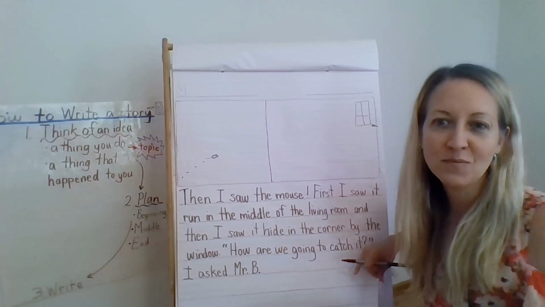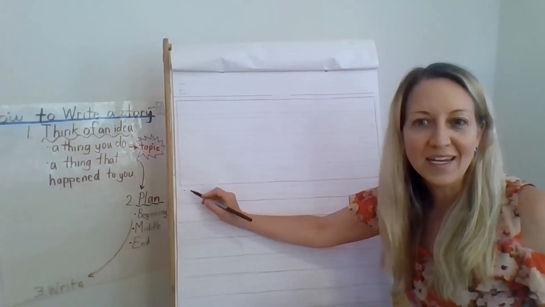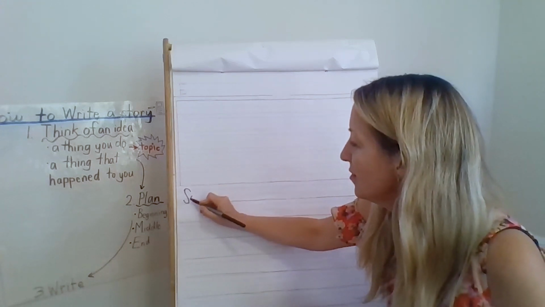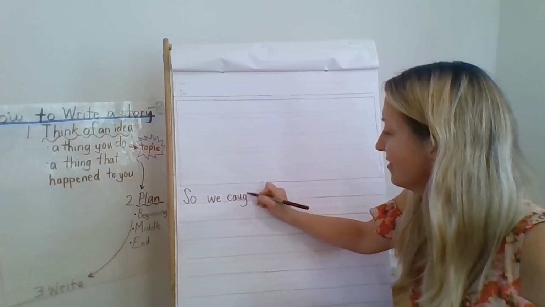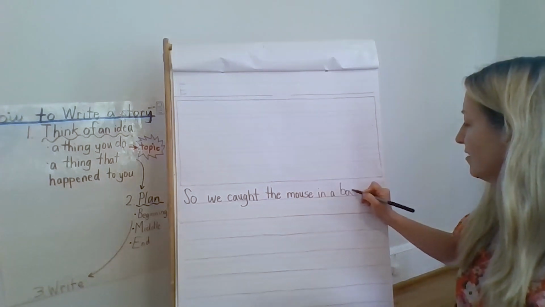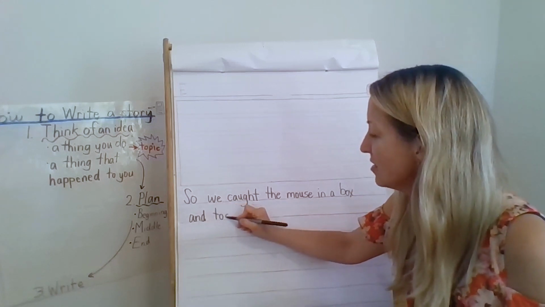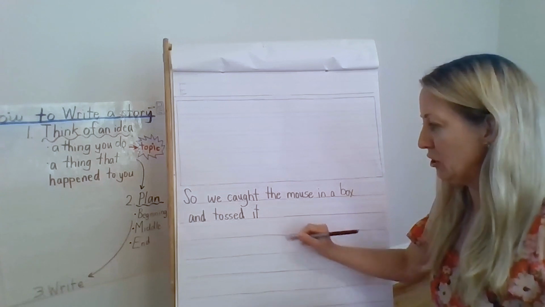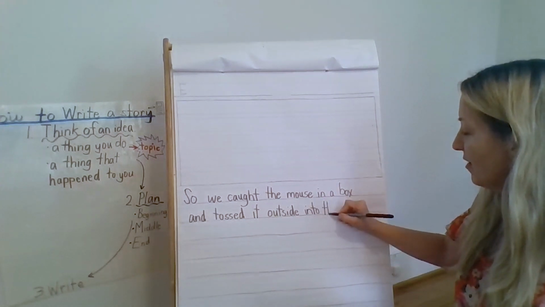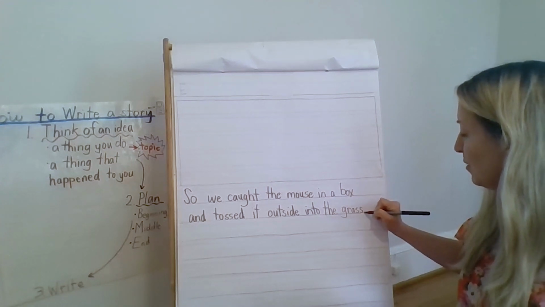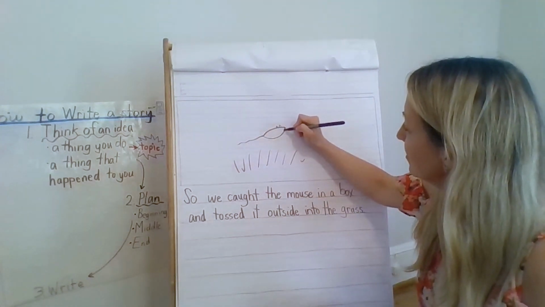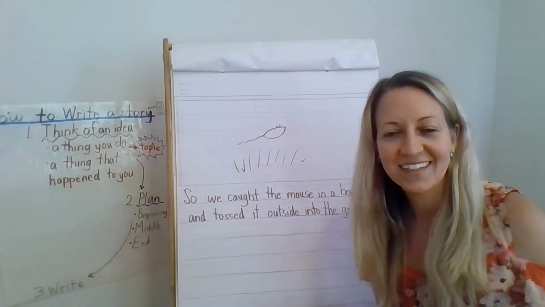And then we go to the end of our story. So finally, we captured the mouse in a box and we tossed him outside into the grass. So we caught the mouse in a box and tossed him outside into the grass and tossed it, I don't know if it was a he or a she, tossed it outside into the grass. How do I stop my voice? Period. So I could draw some grass here and I could show him being tossed outside into the grass. Now, it's your turn to write.